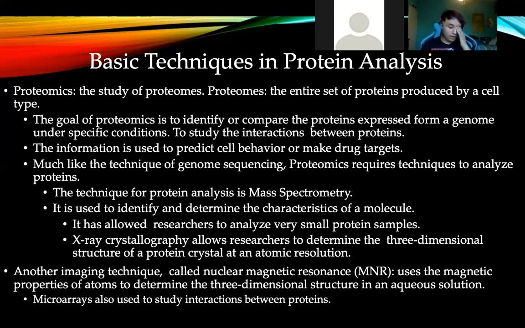Using X-ray crystallography allows researchers to determine the actual three-dimensional structure of the protein crystal at an atomic resolution. One other imaging technique, called nuclear magnetic resonance, or NMR, uses the magnetic properties of atoms to determine the three-dimensional structure in an aqueous solution. Microarrays are also used to study interactions between proteins, as stated earlier.